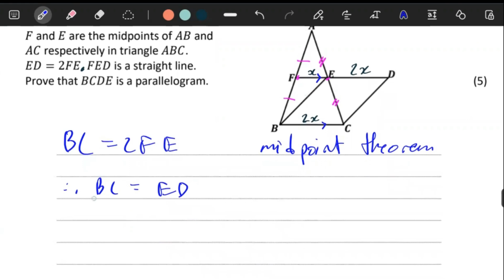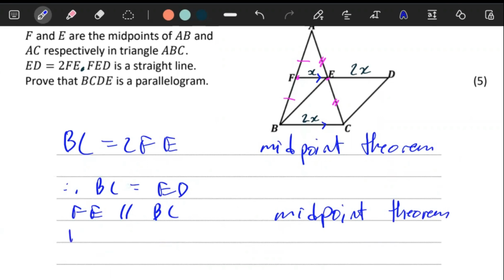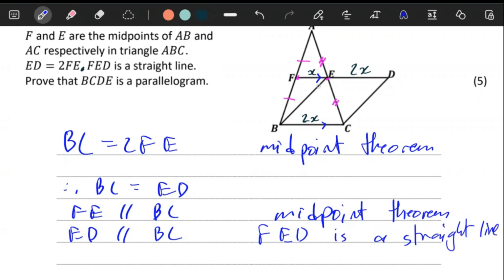So you need to tell them that you know that FE is parallel to BC. The reason is midpoint theorem also. So here, because FE is parallel to BC, you can also then state that ED is parallel to BC. The reason is FED is a straight line, because if the whole thing is a straight line, it means that if a portion is parallel to BC, the other portion is also parallel to BC.